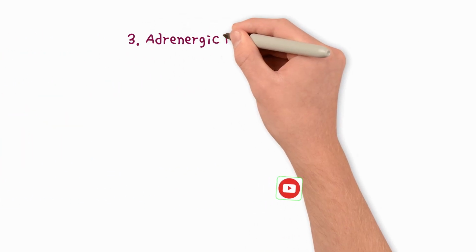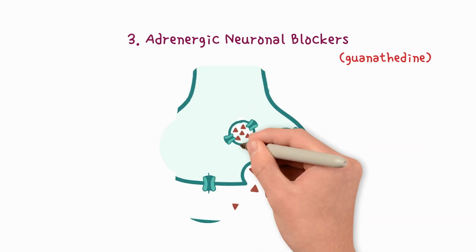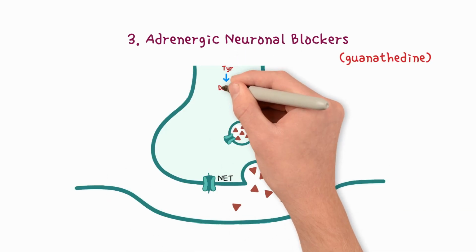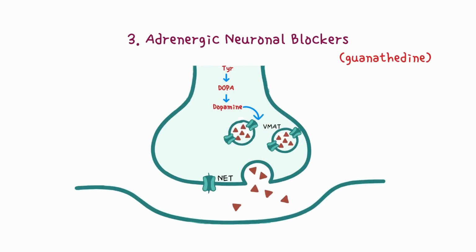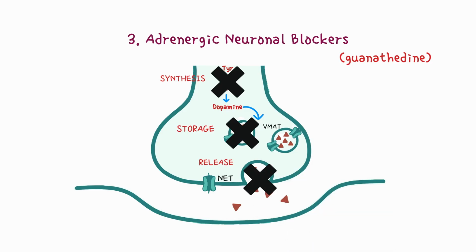And third, adrenergic neuronal blockers. These drugs do not act on receptors. Instead, they enter the sympathetic nerve terminal and disrupt the internal life cycle of norepinephrine by inhibiting its synthesis, storage, or release. These are often considered clinically obsolete because modern drugs target receptors much more precisely with fewer side effects.